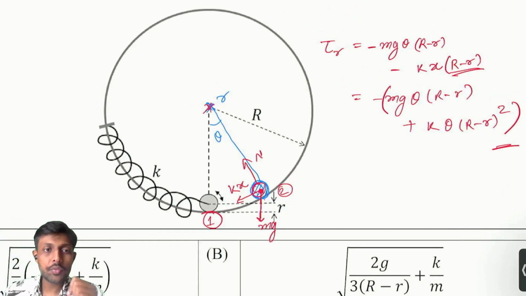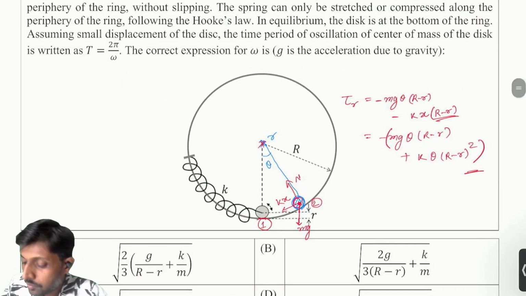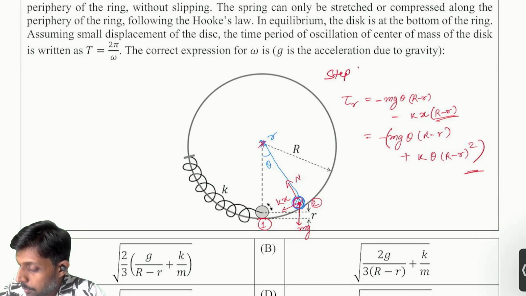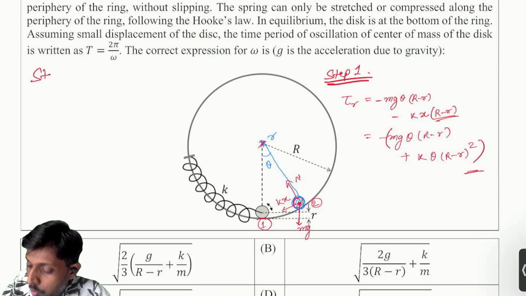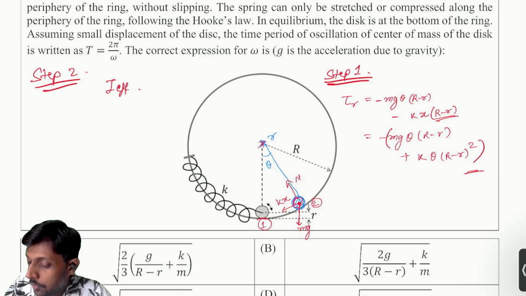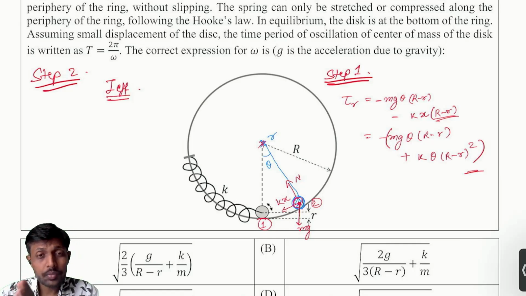Now the second step is finding I effective. This was our step 1. Step 2 is to find out what is I effective. Now, very important, we cannot use the parallel axis theorem to find I effective this time, because we are trying to find the effective moment of inertia about this axis passing through the center of the ring, which is not the instantaneous axis of rotation of the disk. So we cannot apply the parallel axis theorem directly.